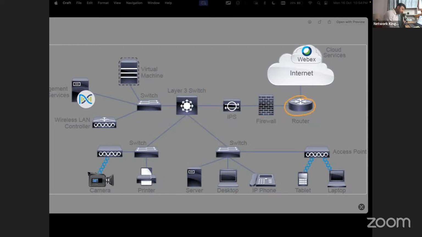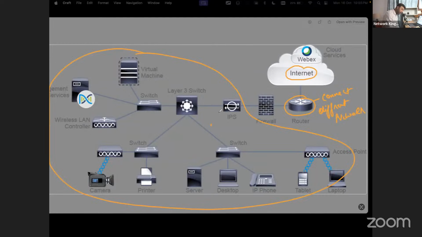Why is the router added? Because a router is a device to connect different networks. Connect different networks. So obviously, the internet is a different network. My network, this network, is a different network, right? So how do you connect a network with the internet? With the help of a router.